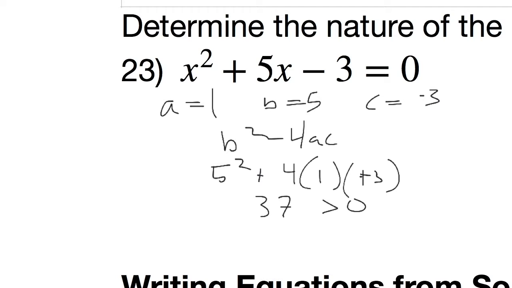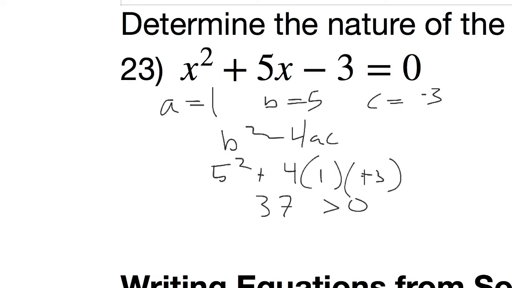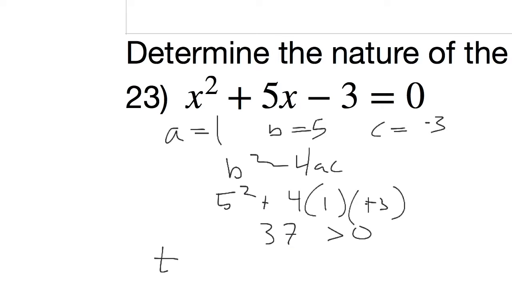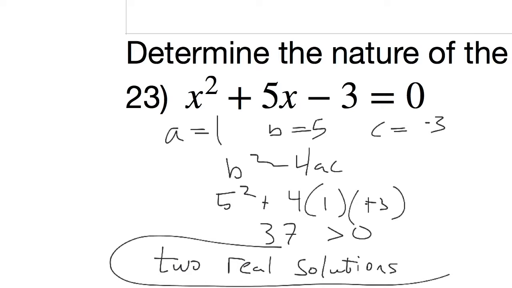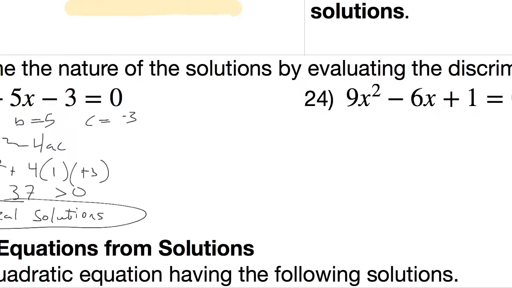So that means that the stuff inside the square root is going to be positive. So we're going to have 2 real solutions. That's what we mean by the nature of the solutions. You're going to get two answers, and they'll both be real. They won't have any i values, and they'll be different from each other.